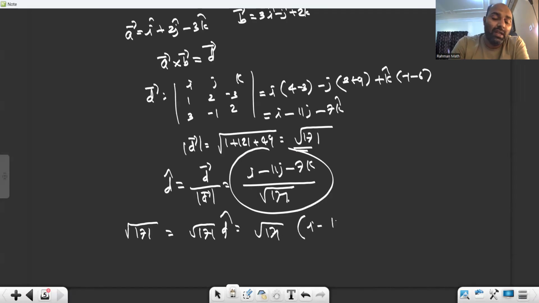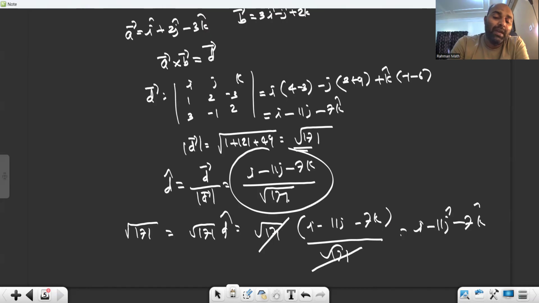So in this question, the root 171 gets cancelled. So you got, this is the required vector. If anybody has a doubt, if you try to find the magnitude of this vector, you'll get root 171. You can check it: 1 square plus minus 11 square plus minus 7 square is root 171. I hope everyone understood this question.